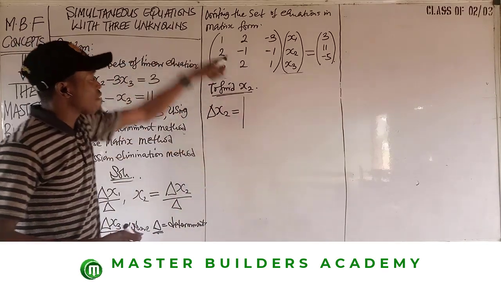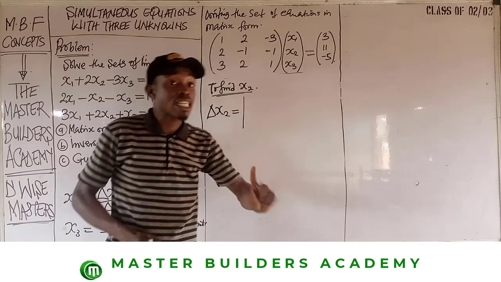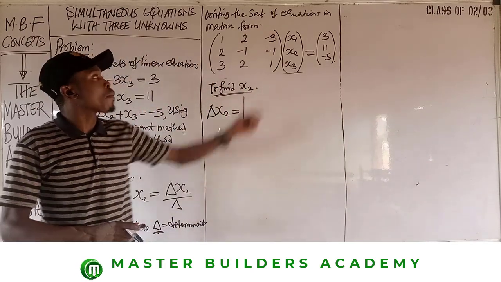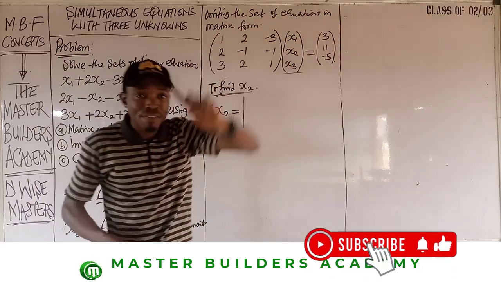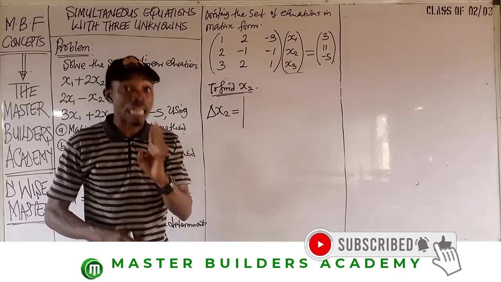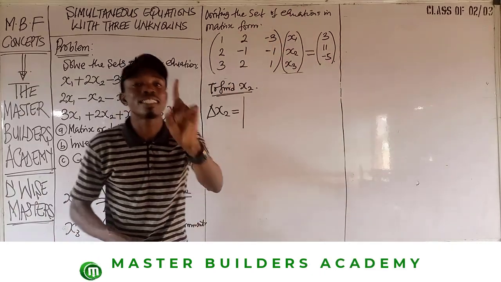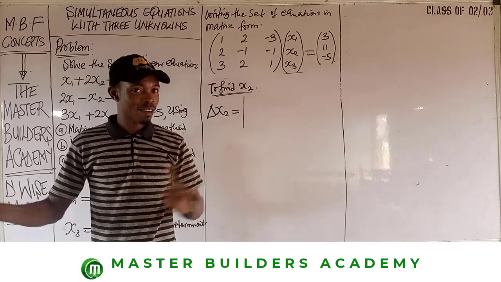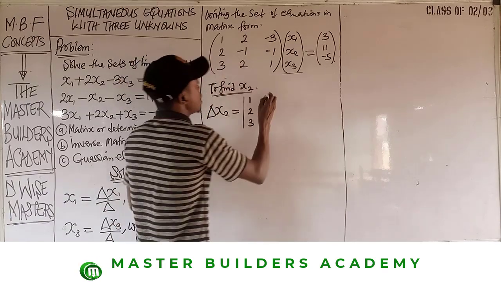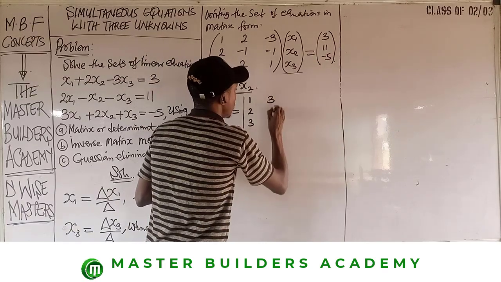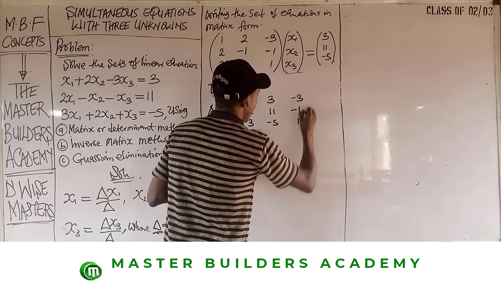What are we going to do here? Because I have decided to find x2, which also represents y in the xyz equation, I will have to trace the coefficient of x2 and replace it with the values I have at the right hand side of this equation. That means I have to keep the coefficient of x1 and as well keep the coefficient of x3, but I will replace that of x2. Get it? Alright. So we have 1, 2, 3, which are the coefficients of x1. Then everything here will be replaced by 3, 11, and then negative 5. And then the coefficients of x3 remain intact.